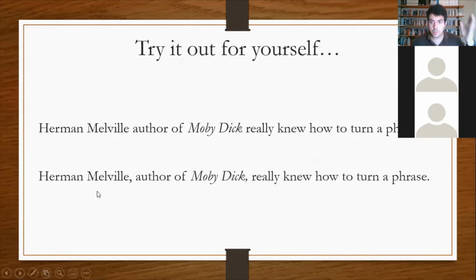So again, Herman Melville is equivalent to the author of Moby Dick. They're the same thing. So this is a restatement, a renaming of the noun. Therefore, it's extra. You could have the sentence, Herman Melville really knew how to turn a phrase. Be the same sentence, same meaning. So because it's extra, you set it off with commas.